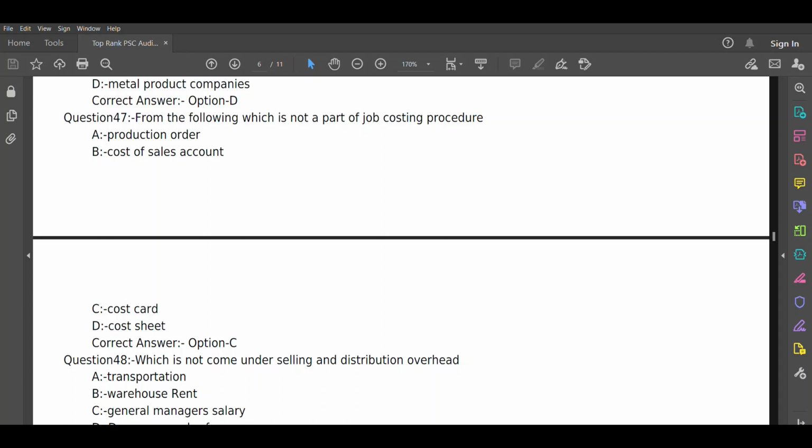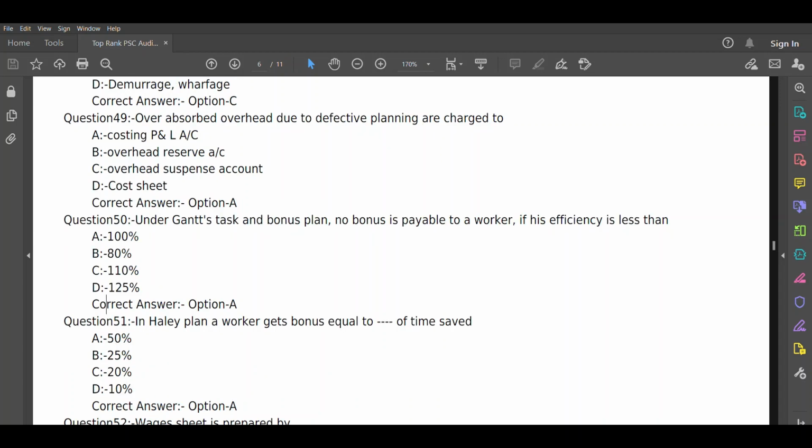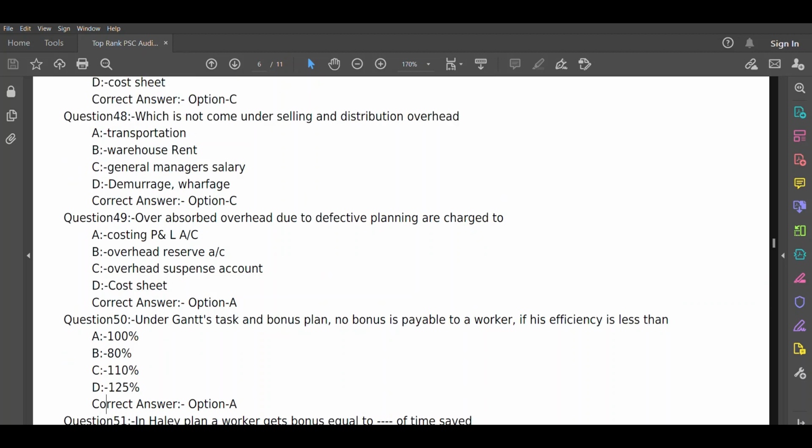From the following, which is not a part of job costing procedure? Cost guard. Which does not come under selling and distribution overhead? General manager's salary. Over absorbed overhead due to defective planning is credited to costing profit and loss account.